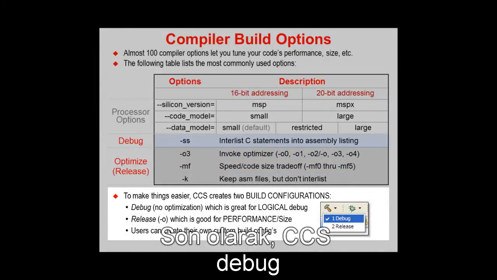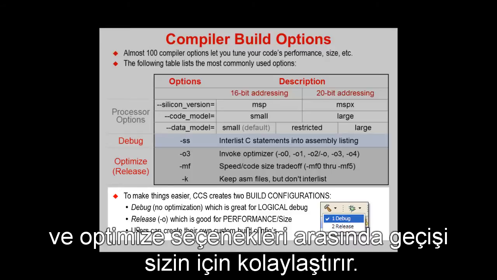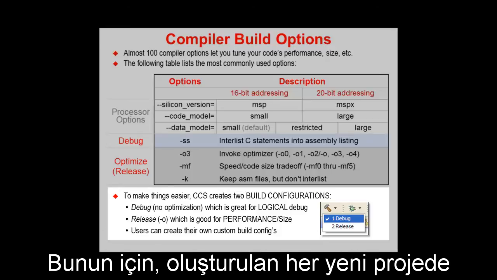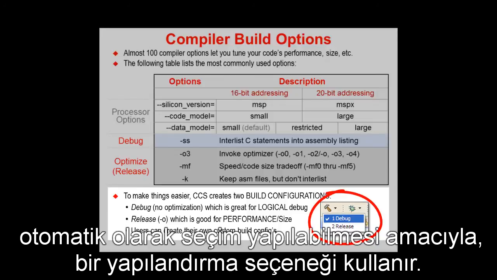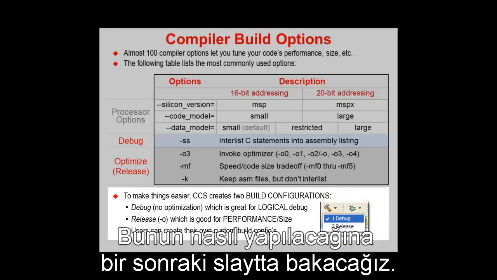Finally, CCS makes it easy to switch between debug and optimization, or what they call release, modes. To this end, they automatically include 2 sets of options in any new project you create. These sets of options are called configurations. How can we modify the compiler's build options and configurations? Well, let's turn to the next slide.